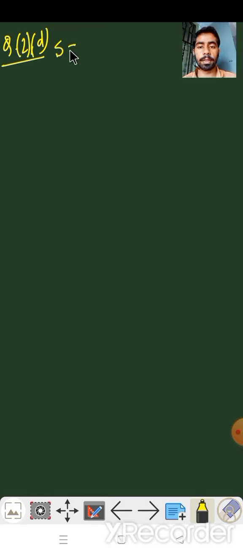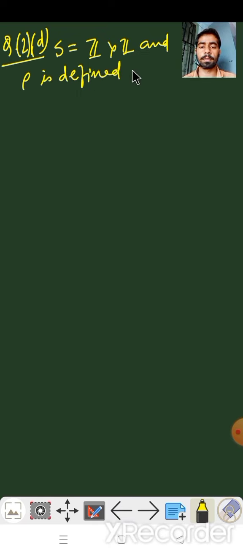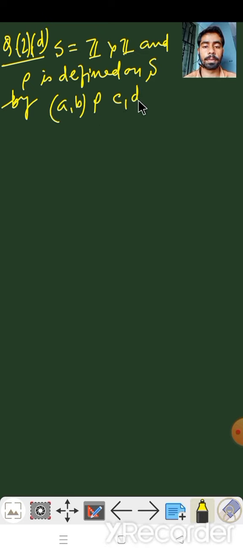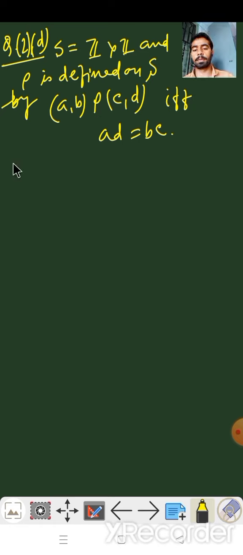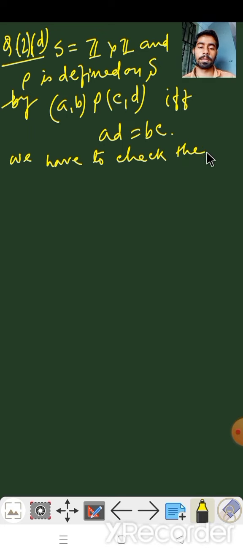In this question, a set S is given by Z cross Z, and a relation rho is defined on S by AB is related to CD if and only if AD equals BC, and we have to check that rho is RST, that is reflexive, symmetric, and transitive.